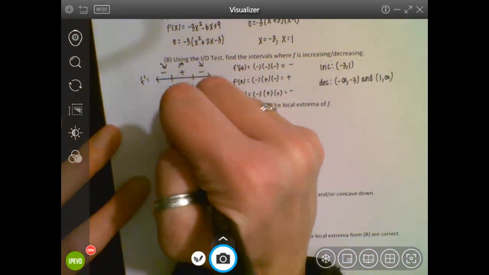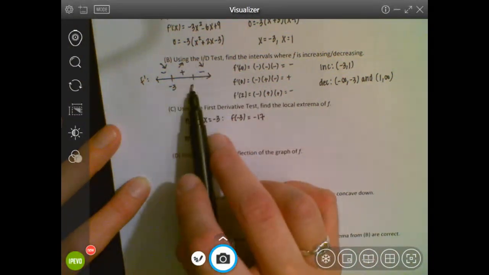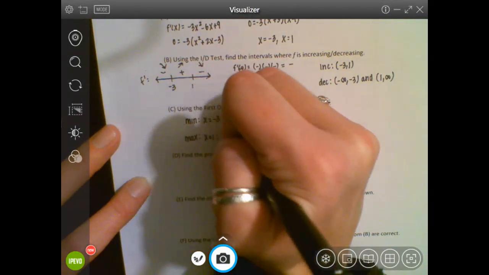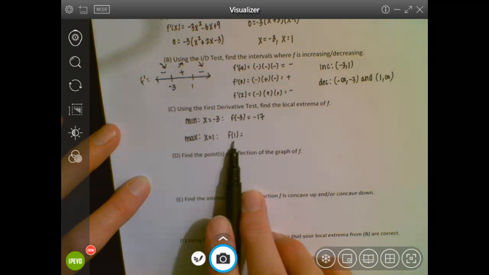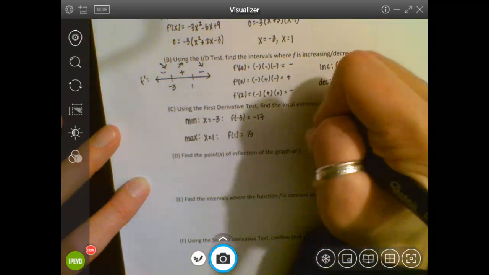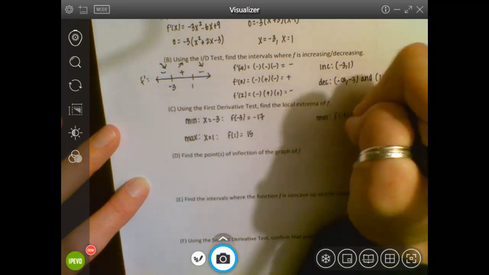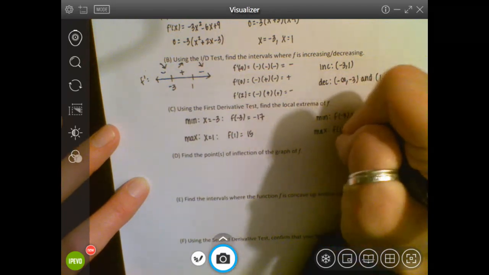And then our max, if we look back up at the sign chart, would be happening here at the x value of 1. And I will find out what that y value would be by substituting it back into f, which would give us 15. So my min would be happening at f of negative 3 is equal to negative 17. My max would be happening at f of 1 is equal to 15.